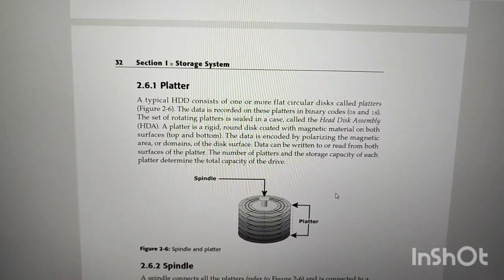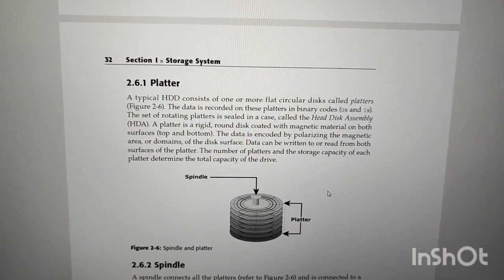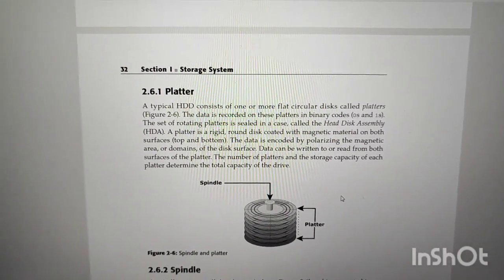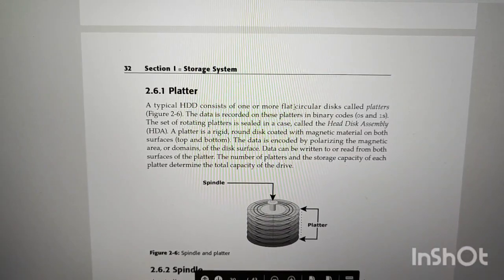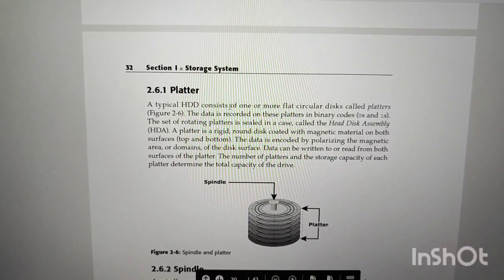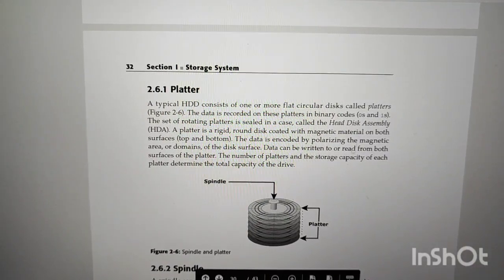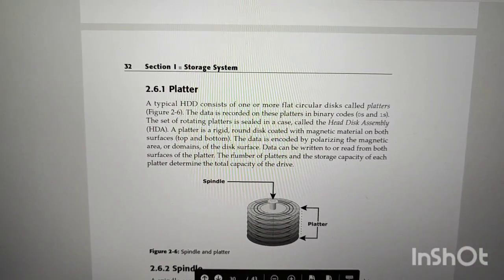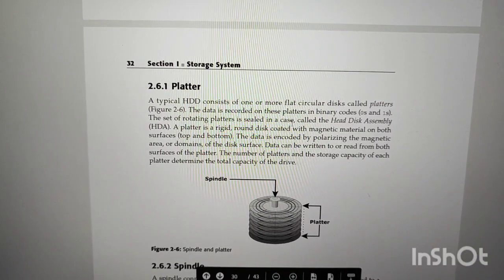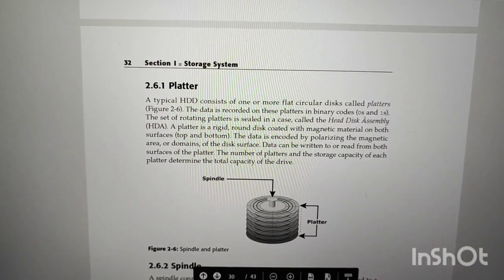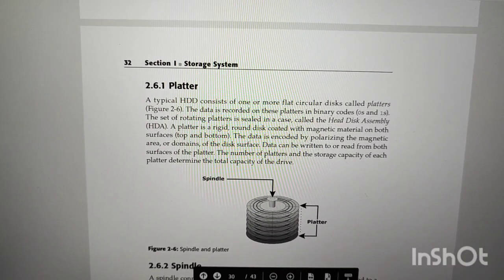So what is a platter? A platter is a collection of flat circular disks. The data recorded on these platters is in binary code, either zeros or ones. The set of rotating platters is sealed in a case called the head disk assembly, or HDA.